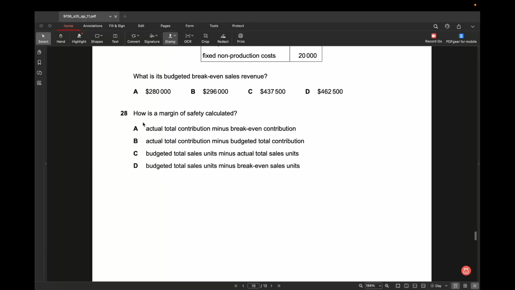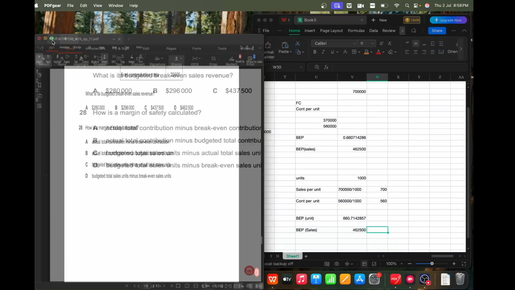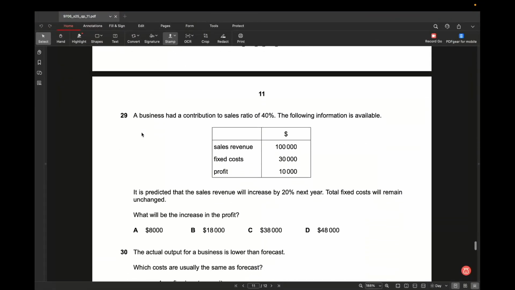Question 28. How is the margin of safety calculated? Okay, margin of safety is the difference between the actual sales minus break-even sales. So here, total sales unit minus break-even sales unit is your margin of safety. Okay, let's go to 29.